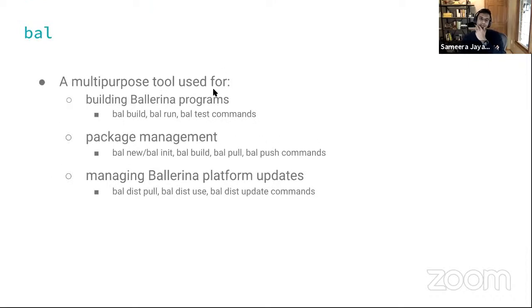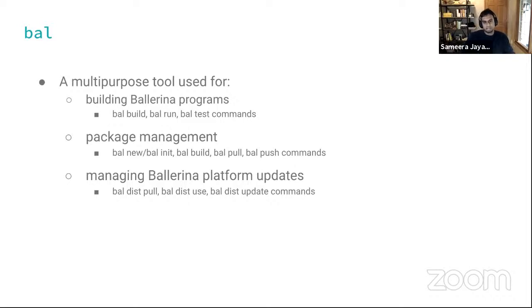The bal command is a multi-purpose tool. We have the bal tool at the moment, and it has many roles. It works as a build system because you can use the bal build, bal run, and bal test commands to build, test, and run your Ballerina programs. It works as a package manager because it allows you to organize your source code and even pull dependencies. And also, if you are developing a library, it allows you to push your package or share your package with others. So it works as a package management tool as well.